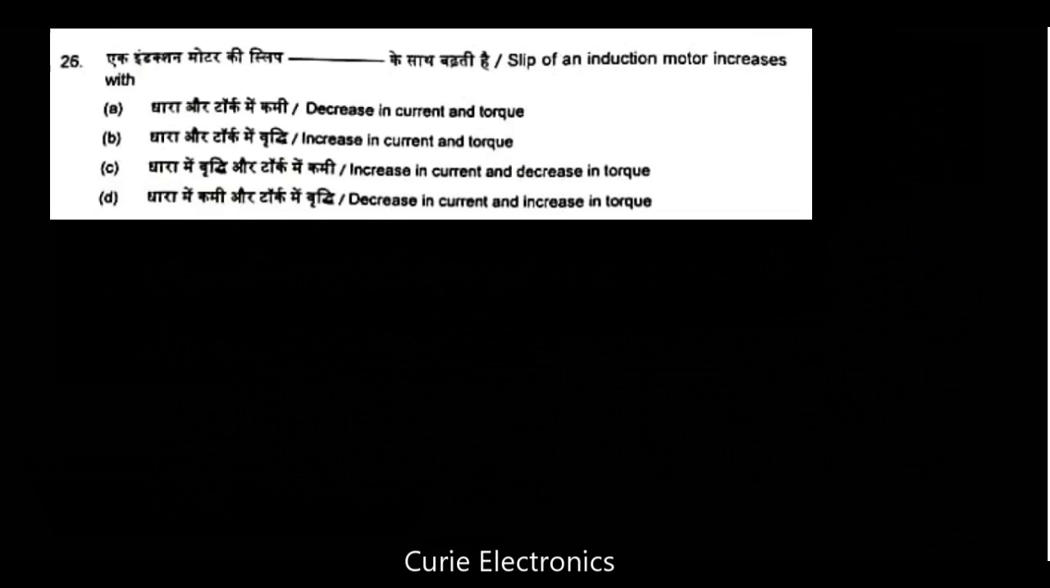Question number 26. Slip of an induction motor increases with. What do you mean by slip? The slip is given as slip equal to Ns minus N upon Ns, where Ns is the synchronous speed and N is the rotor speed. This slip increases with increasing load. When the load increases, the slip increases.